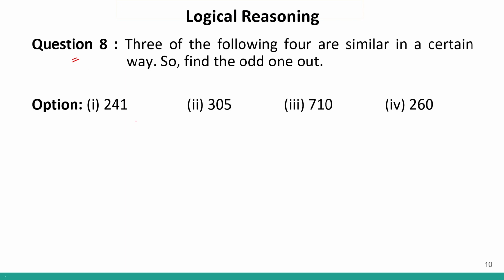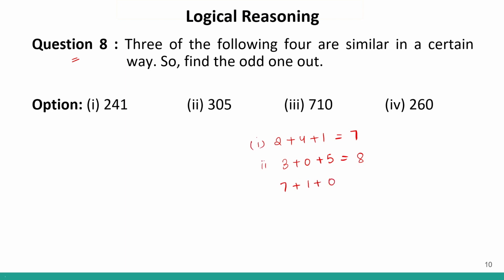Now, question number 8. In question number 8, we have 4 numbers 241, 305, 710 and 260. We have to find the odd one out. So 241 can be written as 2 plus 4 plus 1. If I do this 2 plus 4 plus 1, it will be 7. Correct? I can write 3 plus 0 plus 5. So if I add this, 5 plus 3 will be 8. 7 plus 1 plus 0. This is option number 1.